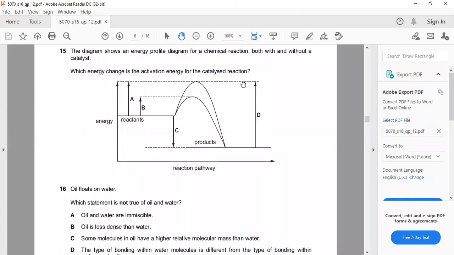Question 15. Which energy change is the activation energy for the catalyzed reaction? I think this is the most simple answer. This is the catalyzed one. B. Okay.